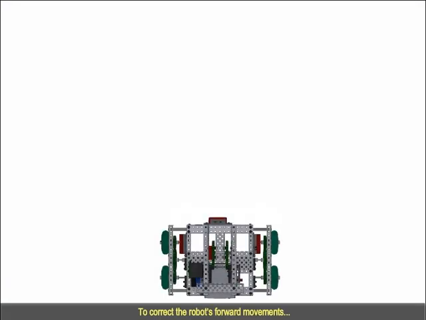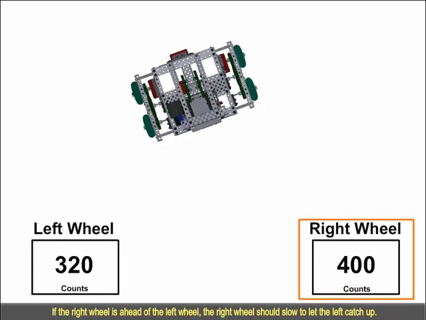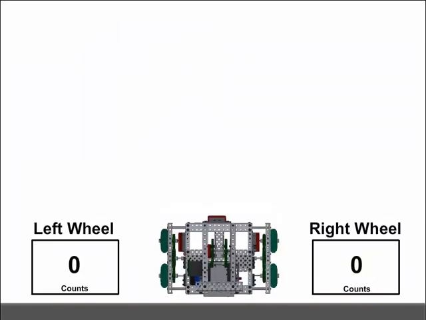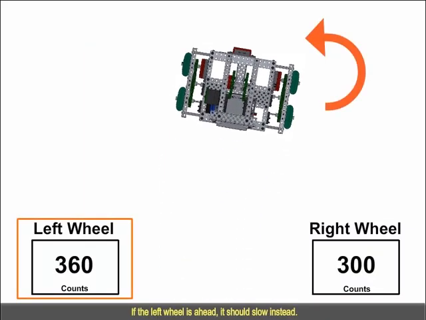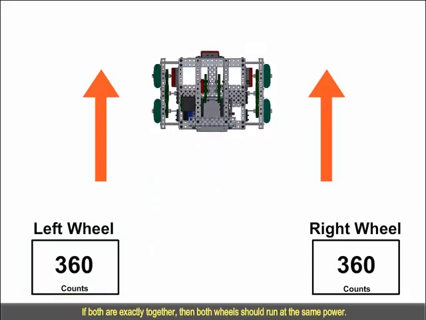To correct the robot's forward movements, we need to continually adjust the motor powers to push in the opposite direction from the way it's drifting. If the right wheel is ahead of the left wheel, the right wheel should slow down and let the left catch up. If the left wheel is ahead, it should slow instead. If both are exactly together, then both wheels should run at the same power.